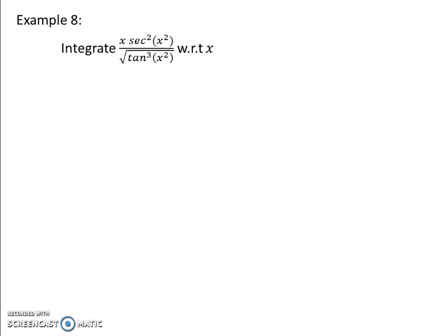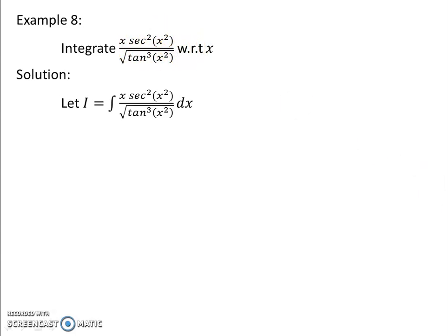Next example, integrate x sec square of x square divided by root of tan cube of x square. Again, this is very complicated function. We cannot solve this using the simple or basic examples of integrations. So what we have to do, we have to make a substitution. So be careful while substituting. Its derivative should be present there. If you observe the derivative of tan is sec square, so we will put tan of x square as t because sec square of x square is present over there.